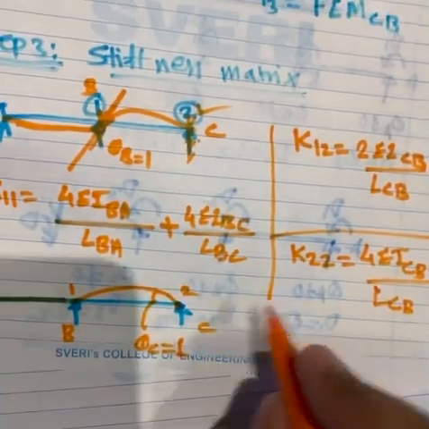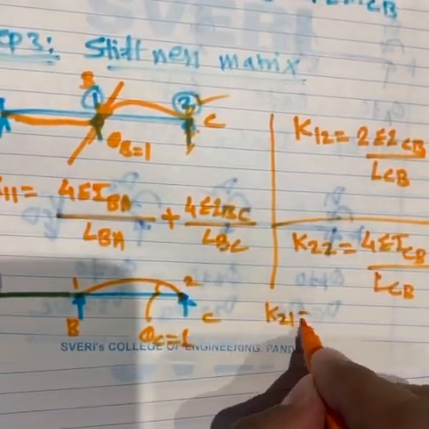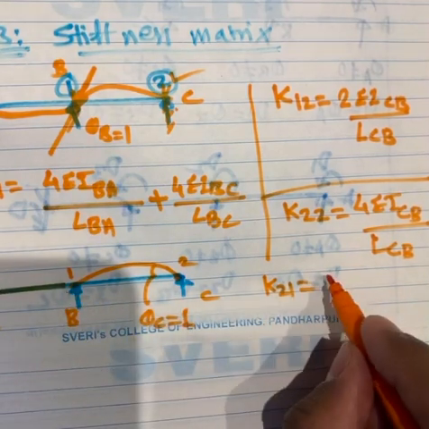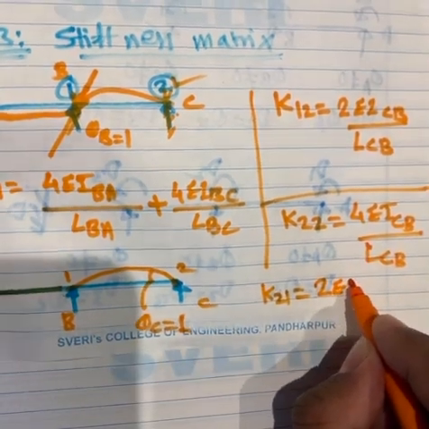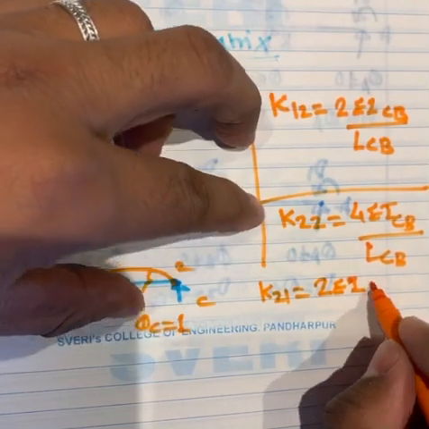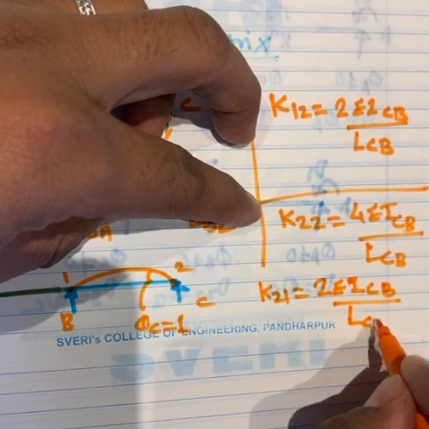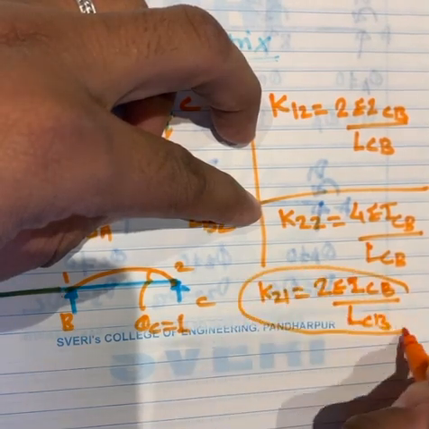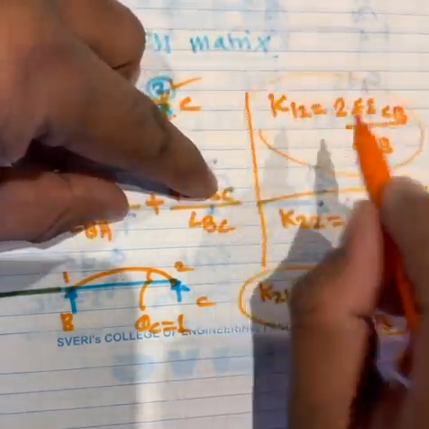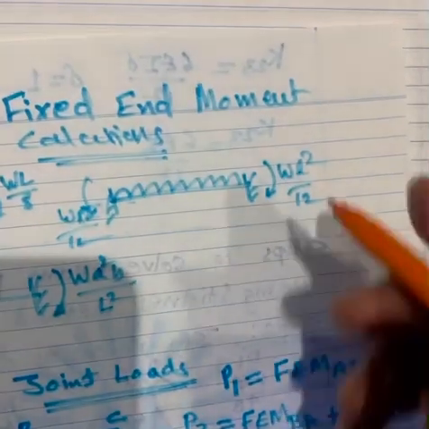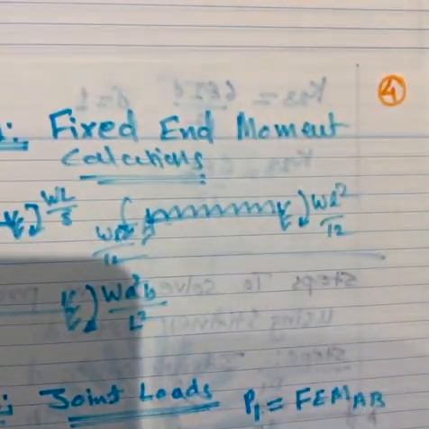And what is K21? Because of unit rotation at 2, what is happening at 1? Again it will be 2EI_CB divided by L_CB, and you can note that K21 is the same as K12, because the stiffness matrix is a symmetric matrix. We'll take maybe one more example, and then it will be clear.